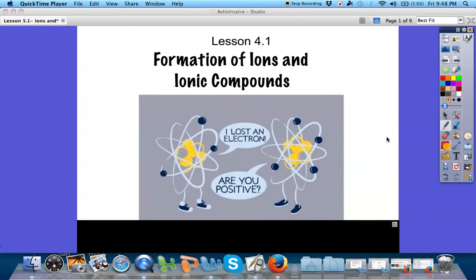So we have two atoms here. One says, I lost an electron, and his friend says, are you positive?